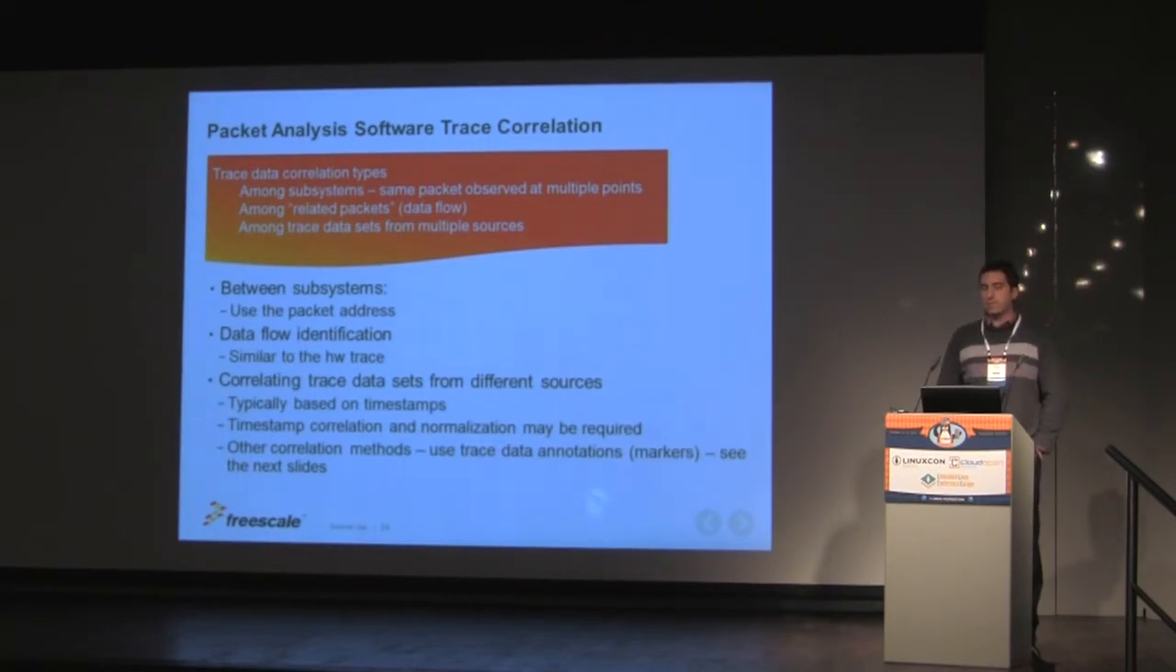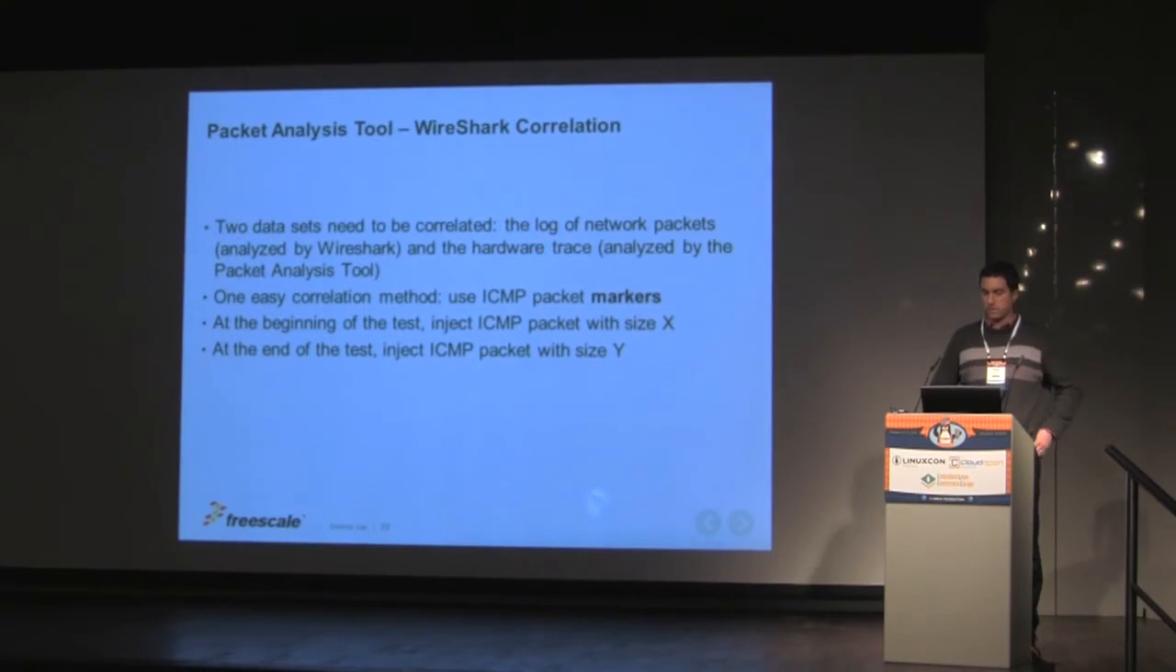And finally, if the timestamp correlation is not possible for whatever reason, there is also the possibility of correlating based on trace annotations, on markers that exist in multiple sets of trace data. And on the next slide, I think I have an example for that.